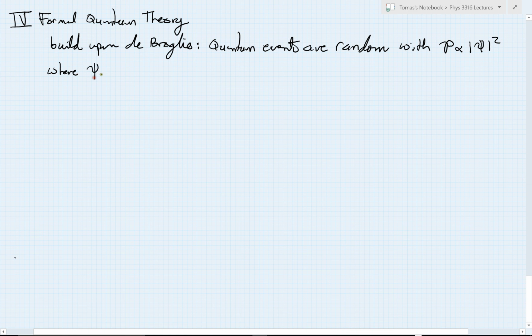amplitude psi is computed in the usual way as a superposition of waves, and those waves have particular features, namely a specified wavelength, which is Planck's constant over the momentum of the particle, and they also have frequencies determined by h nu equals the Hamiltonian. So we're going to be building upon that.